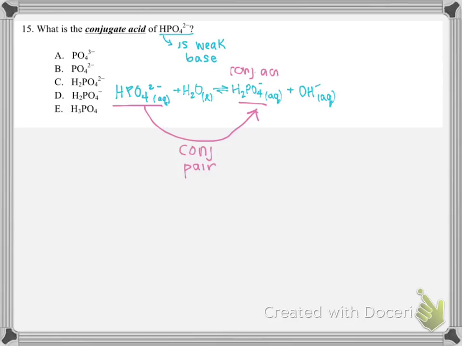So any weak base has a conjugate acid. Any weak acid has a conjugate base. And so when you're trying to distinguish between options like C and D, just don't forget that when you take a proton, it's H+, and so the charge will go from 2- to just 1-. And you can look on the right side of the reaction, we have an overall -2 charge, and on the other side of the reaction we also have an overall -2 charge. So you can check for charge balancing too.